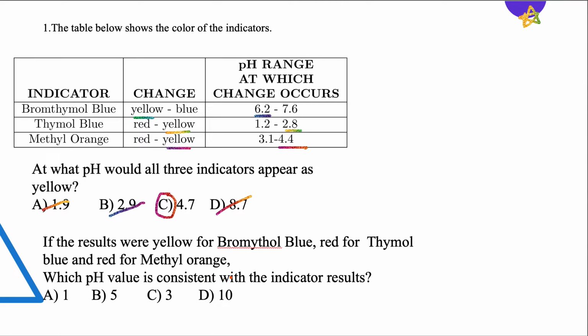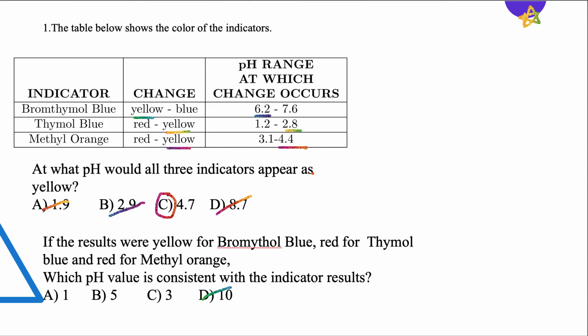Let's look at this one down here. So it's giving you a set of results for 3 different indicators. For the first one, it says it's yellow, okay? And for it to be yellow, it has to be below 6.2. So that means this can't be the answer.